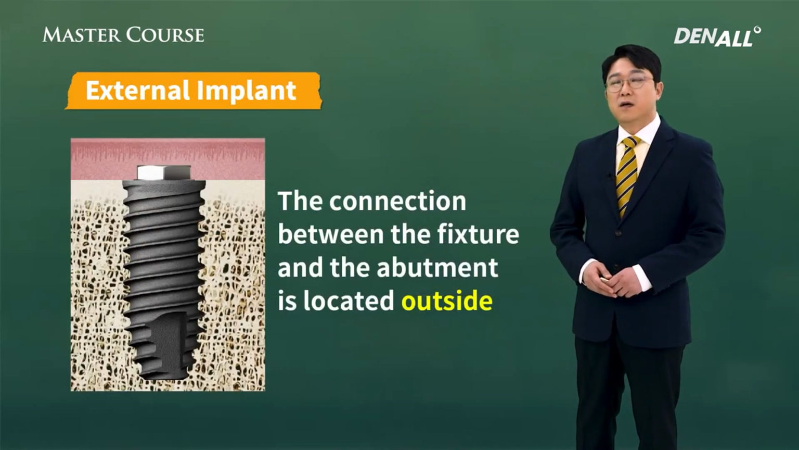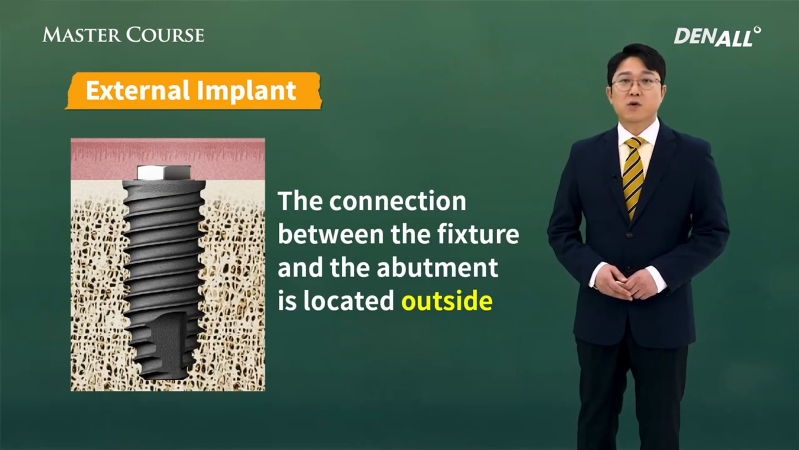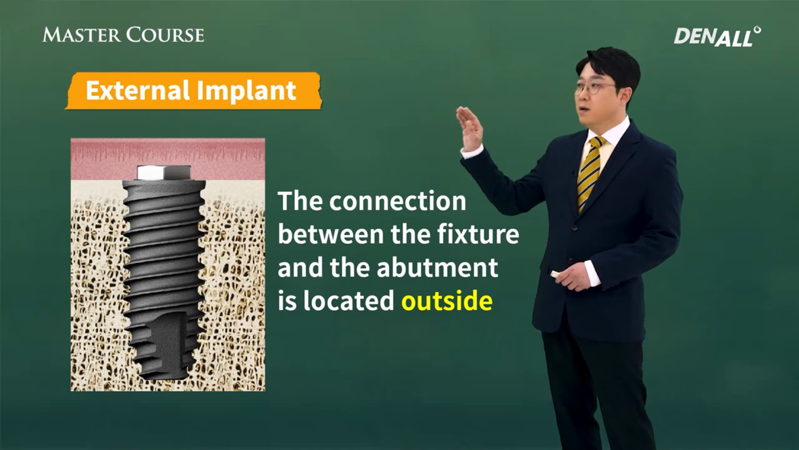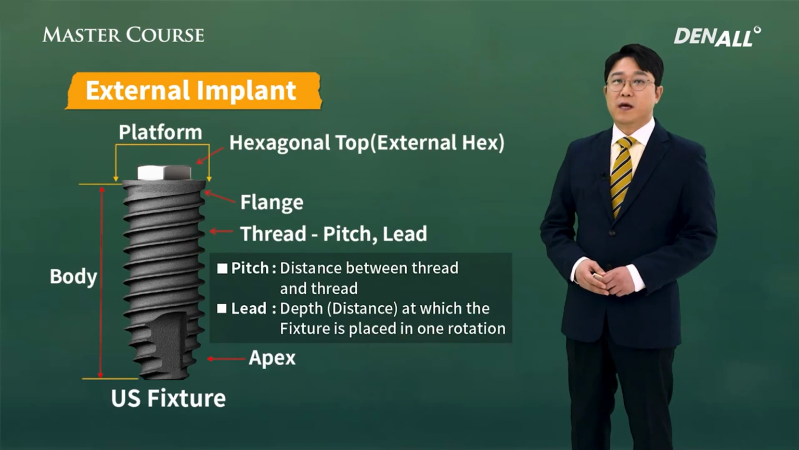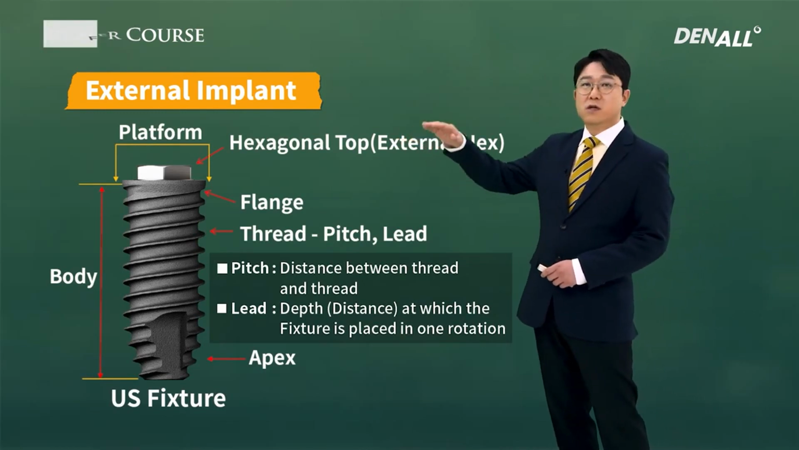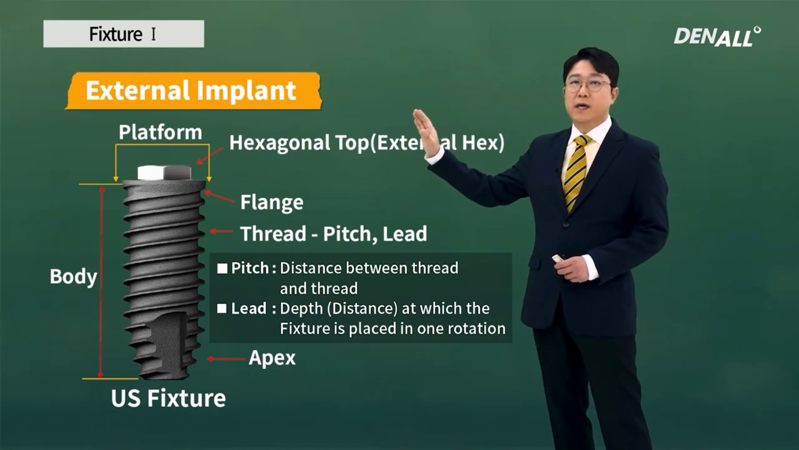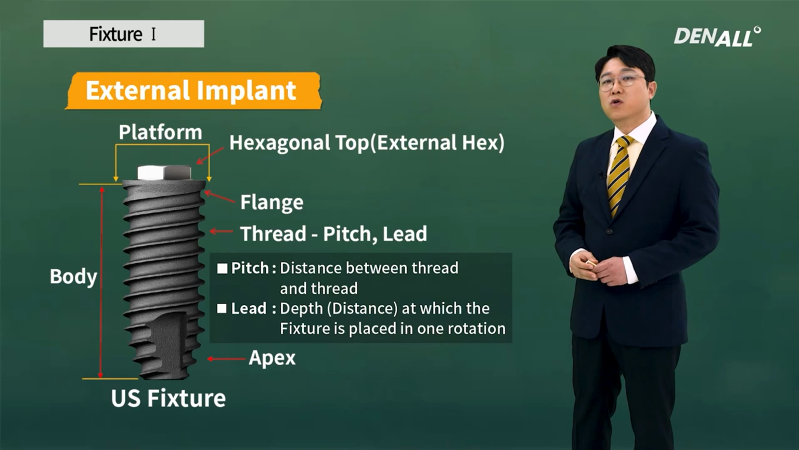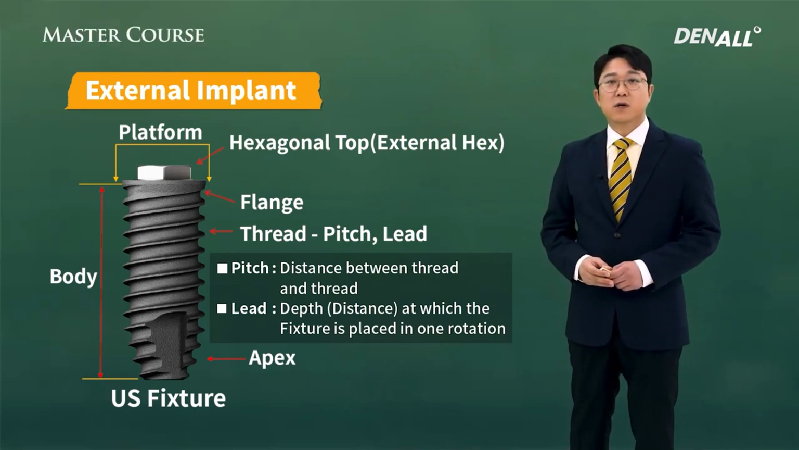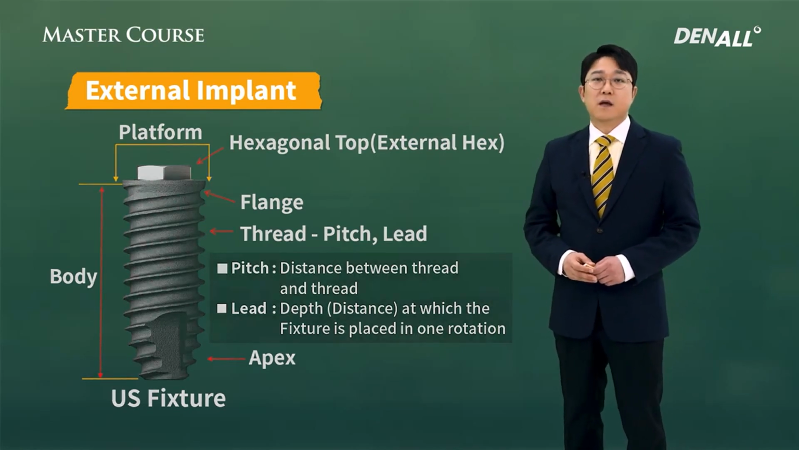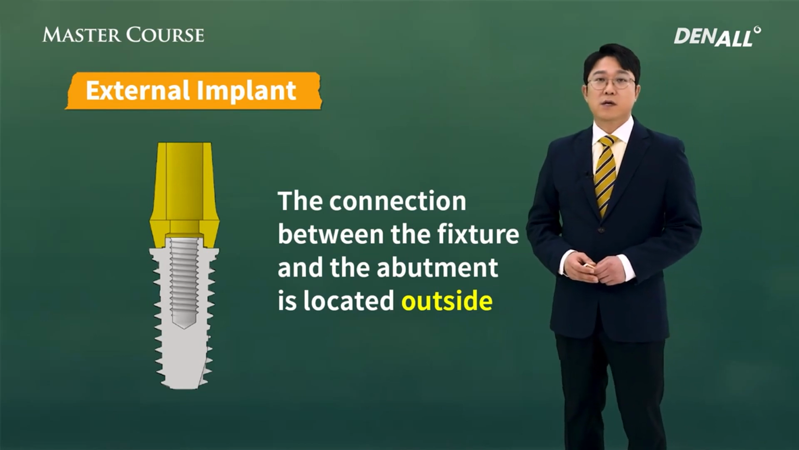First, the external type implant. Osstem has the brand name US for this type. The connection between the fixture and the abutment is located outside. This is the structure of an external implant. The structure on the fixture is called a module. If you look at the crystal module, there's the hexagonal top on the platform. The hexagonal top will be connected to an abutment on top of it. The connection between the fixture and the abutment is located outside.